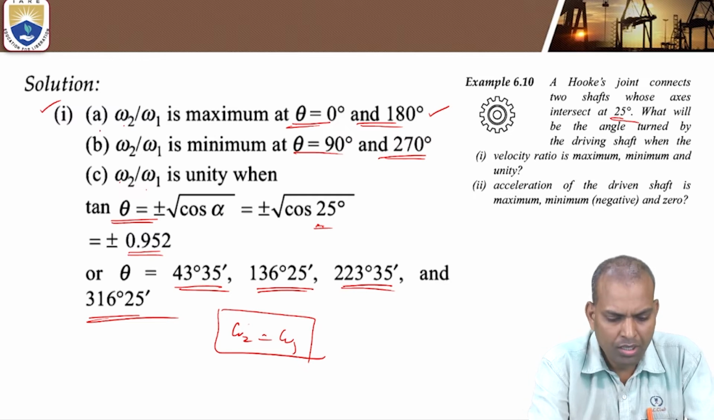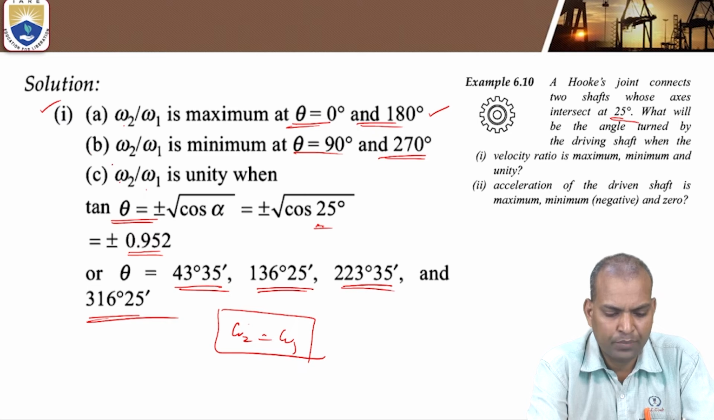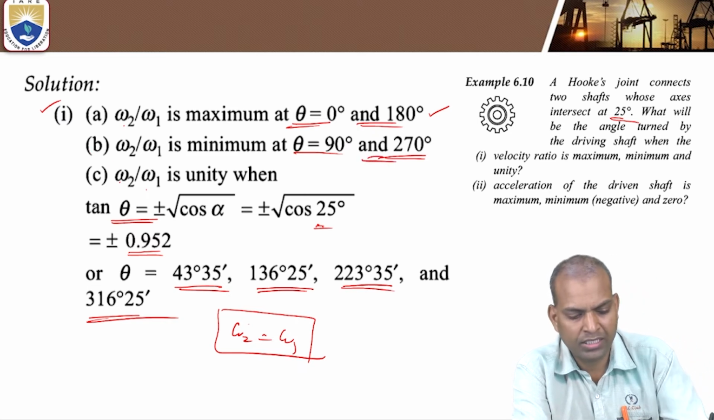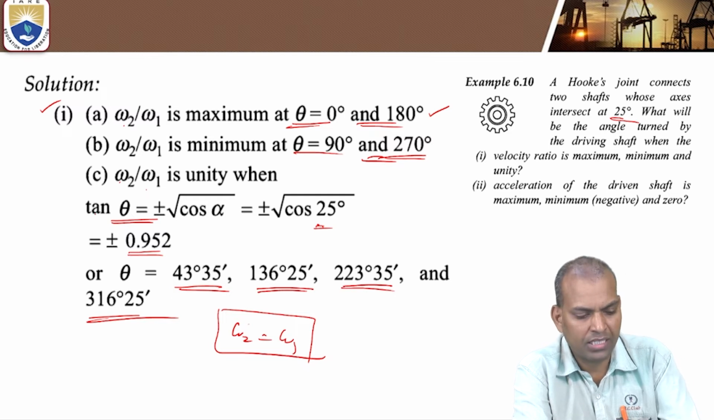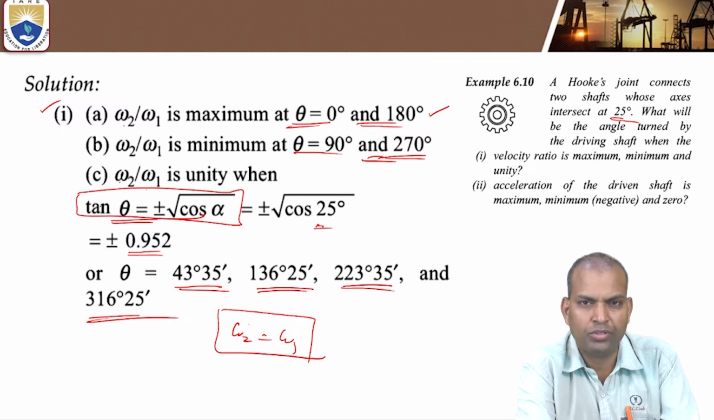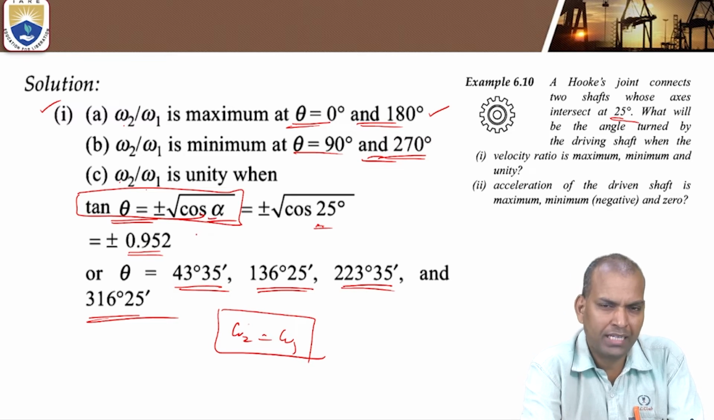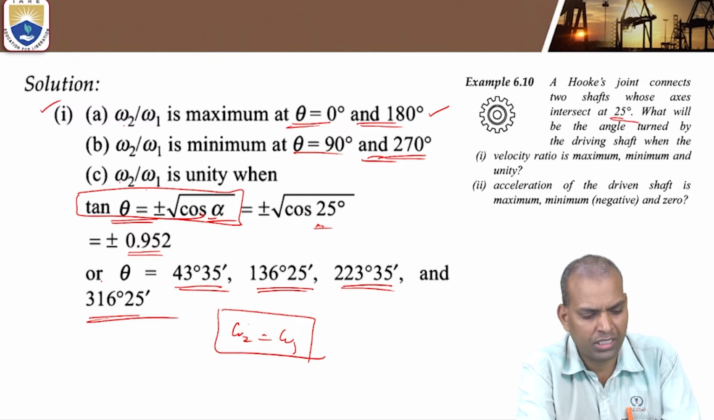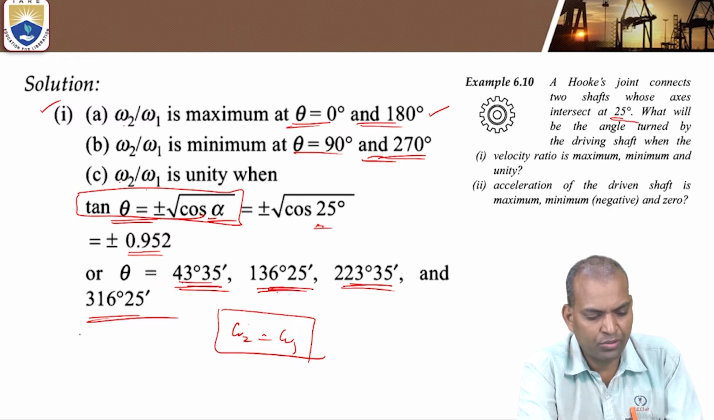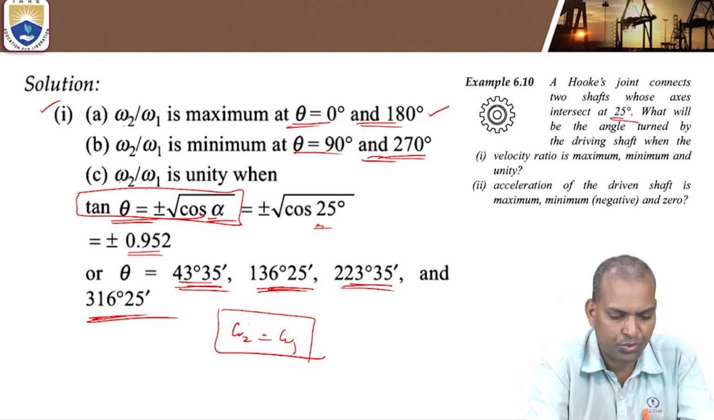Again, omega 2 by omega 1 is maximum at theta equal to 0 and 180, and minimum at 90 degrees and 270 degrees. And omega 2 by omega 1 is unity when tan theta equal to plus or minus under square root of cos alpha. This cos alpha we know, alpha is 25 degrees. Substitute back in that equation in order to find out the angle, that is the theta value. That theta value is observed as 4 values again. By substituting all these values in the formula we can find the maximum and minimum values.